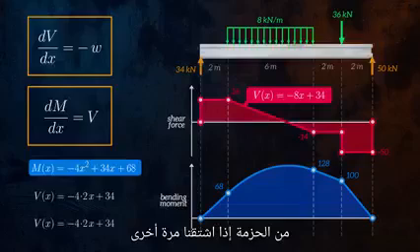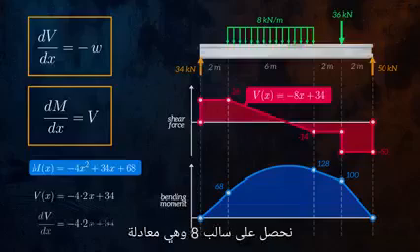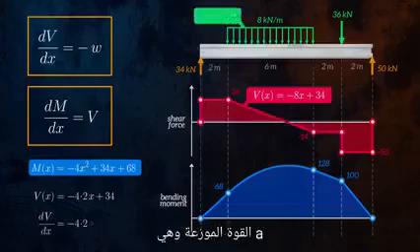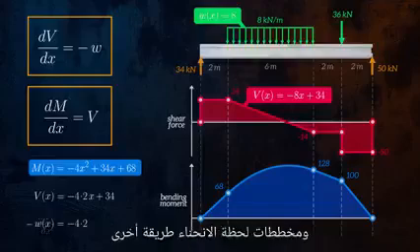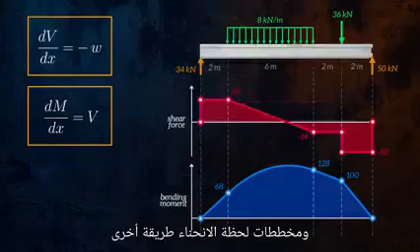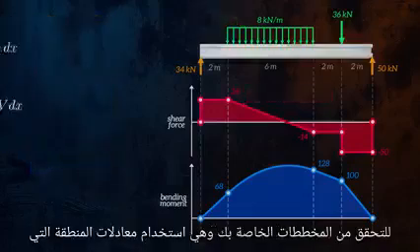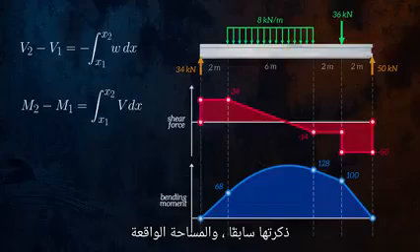If we differentiate again, we get -8, which is the equation for the distributed force. This is a great way to sense check your shear force and bending moment diagrams. Another way of checking your diagrams is using the area equations I mentioned earlier.